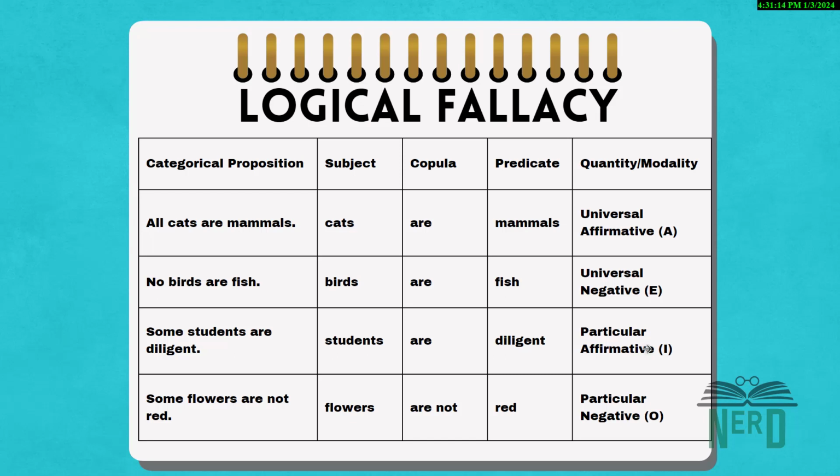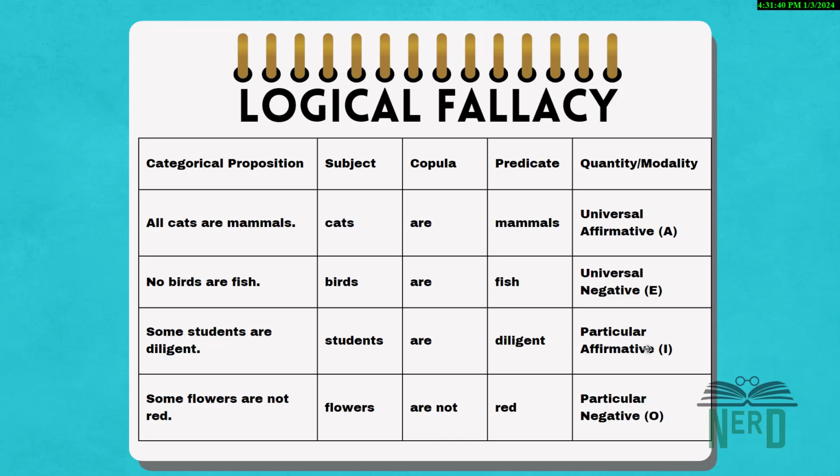And again, when we talk about particular negative, we represent it as O. Like here, some flowers are not red. So subject is what? Flowers. And copula is what? Are not, right? And predicate here is red. So through this particular table you'll understand what kind of elements are there in one or two premises.